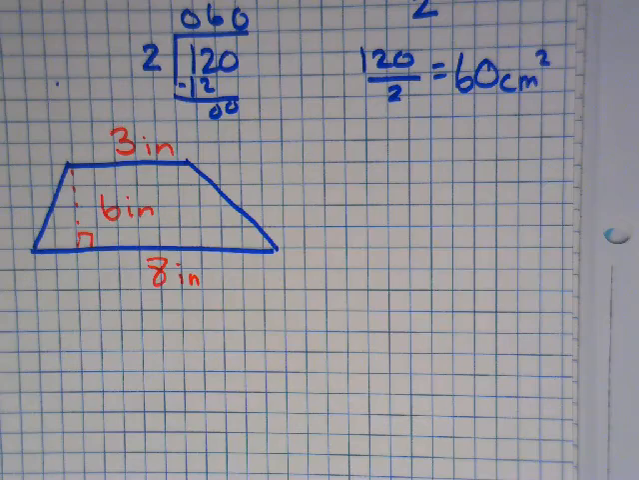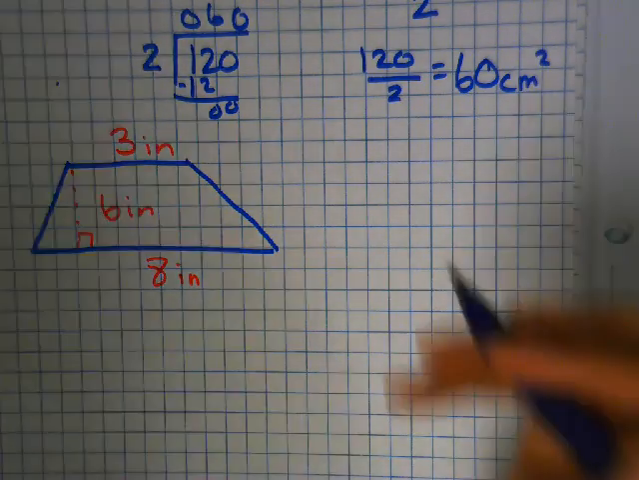What do we get? Gustavo. 33 inches square. Beautiful. If you got 33, good job. Pat yourself on the back.